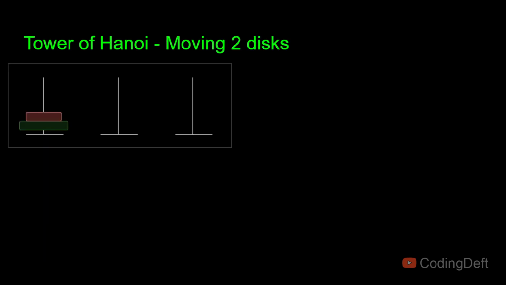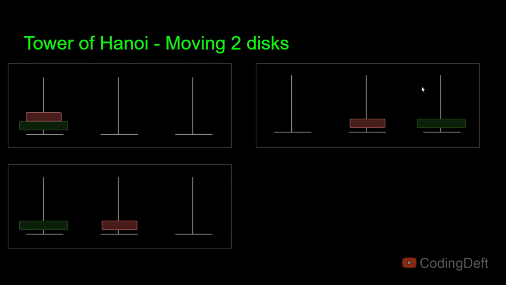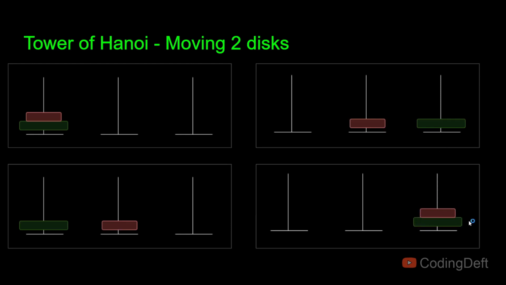First, let us see how we can move two disks. We need the intermediary rod here. We cannot directly move this here to here, because then we will not be able to move the larger disk. First, we move this red disk to the intermediary rod. Then we move this larger disk to the last one. And finally, we move this red disk to the last rod. So as you can see, it involves three different steps. So to move two disks, we have to perform three steps.